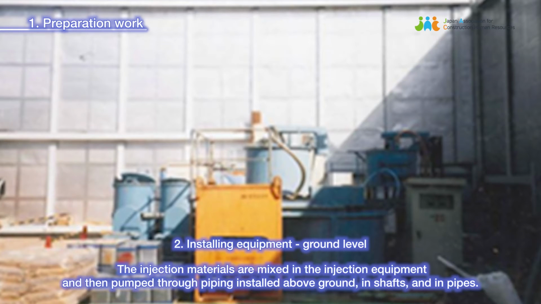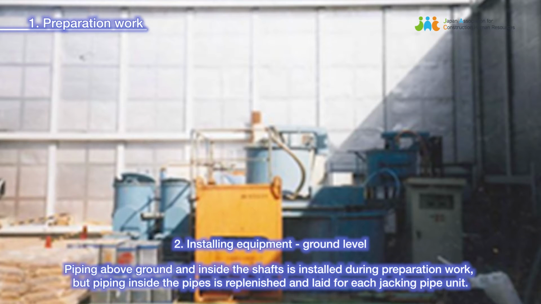The injection materials are mixed in the injection equipment and then pumped through piping installed above ground, in shafts, and in pipes. Piping above ground and inside the shafts is installed during preparation work, but piping inside the pipes is replenished and laid for each jacking pipe unit.